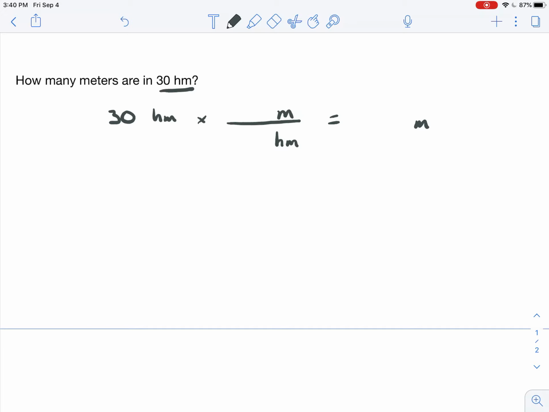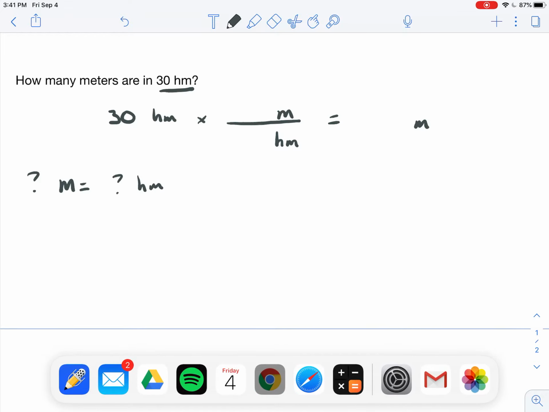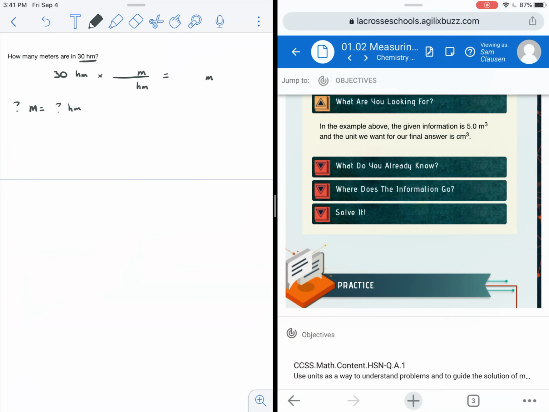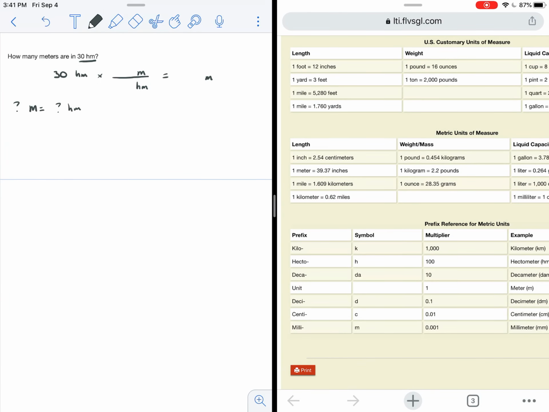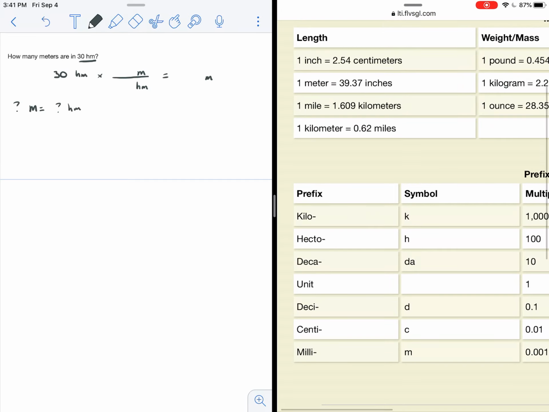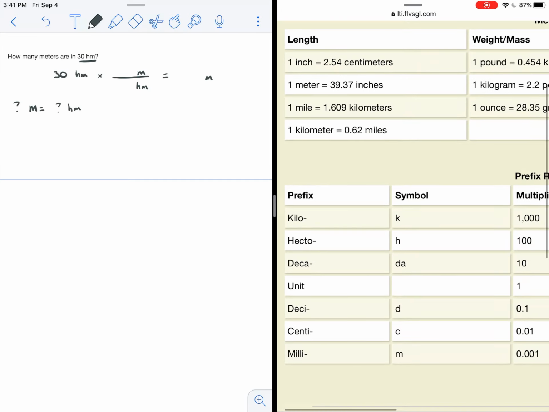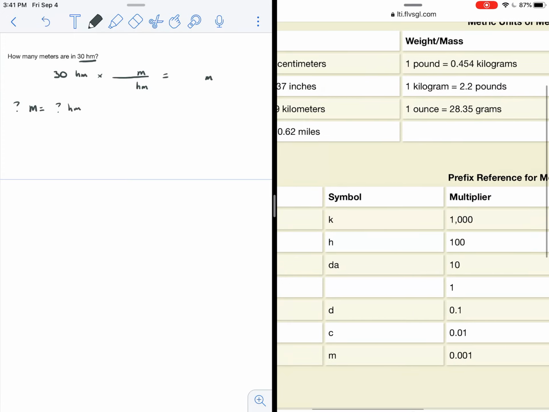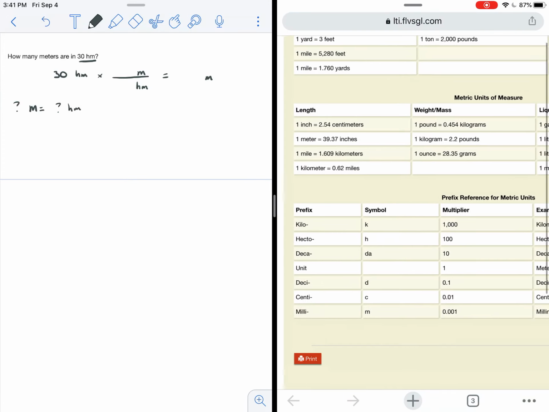The question is, how many meters is equal to how many hectometers, right? Like that's what we're trying to figure out here, these two question marks. So what we can do is if we go back to that conversion factor chart to help us with the metric system, we just got to figure out where hecto is. All right, so if we take a look here, there it is, hecto. It's a lowercase h is what it stands for. And we see that it is multiplied by 100.